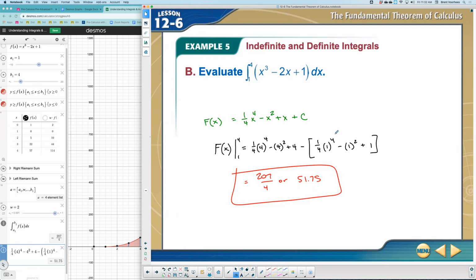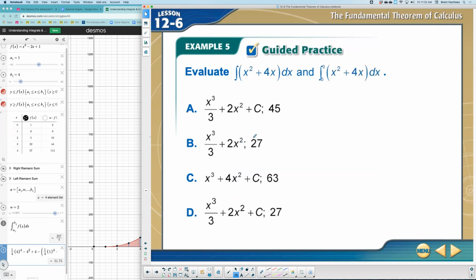That would be a definite integral. A definite integral is when you have an interval listed. So now I want you to solve for first the indefinite integral, and then the definite integral evaluated from 0 to 3. Pause the video if you need more time.